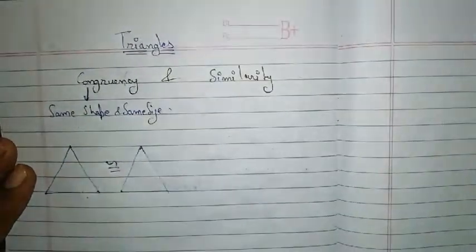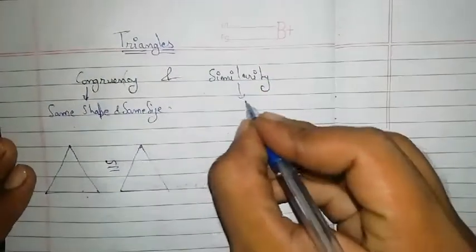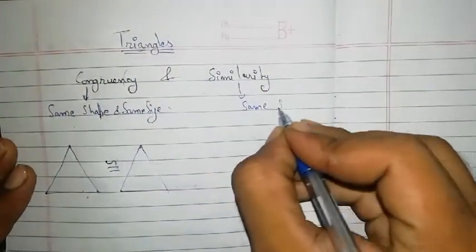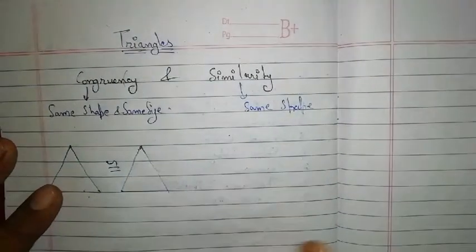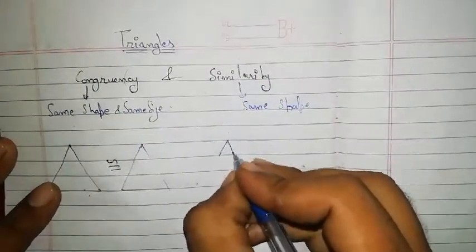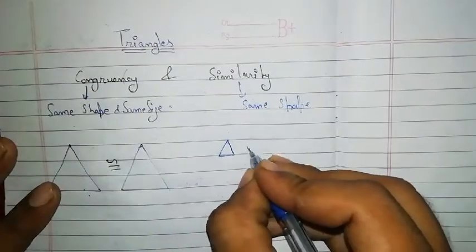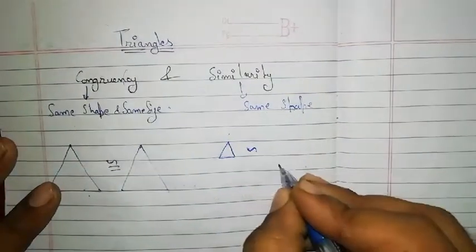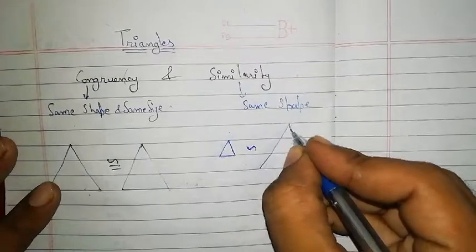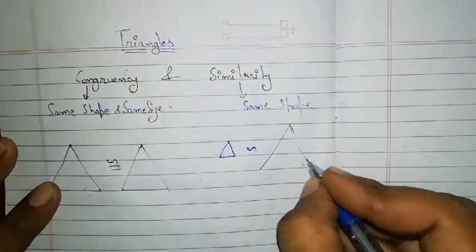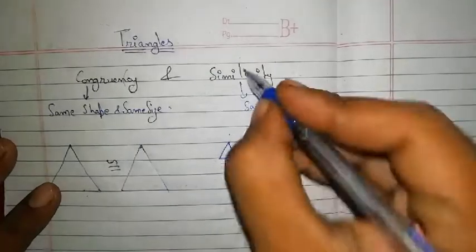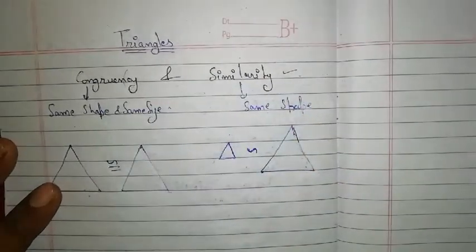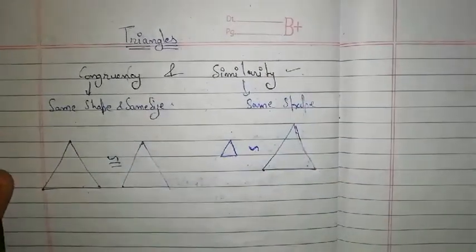They must have the same shape, but size doesn't matter here. Okay. If this is an equilateral triangle, it will be similar. This is the similarity sign. It will be similar to all the equilateral triangles. So in similarity, the size doesn't matter. Okay. Now coming forward.